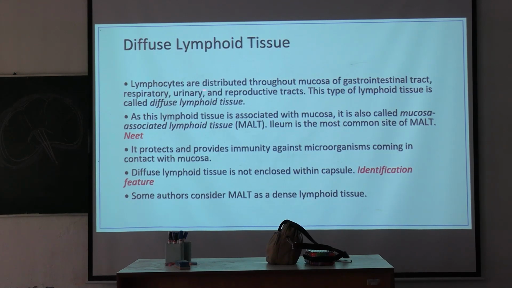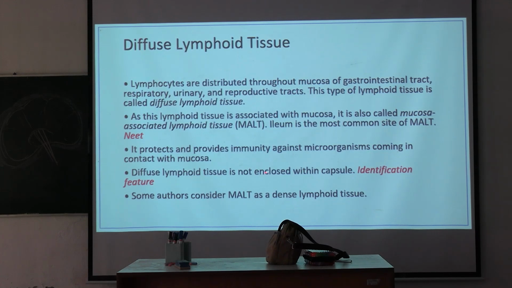Diffused lymphoid tissue is in the mucosa of the gastrointestinal tract, respiratory tract, urinary tract, and reproductive tract. This lymphoid tissue is associated with mucosa, so it is also called mucosa associated lymphoid tissue, M-A-L-T, MALT. Ileum is the most common site of MALT. It protects and provides immunity against microorganisms coming in contact with the mucosa.